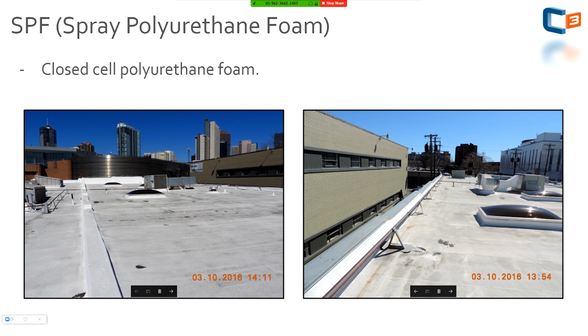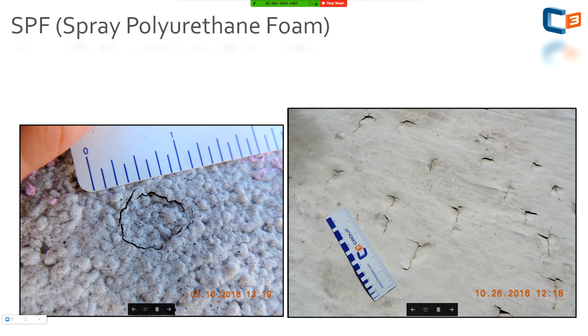So this is an example of an SPF roof. Some of you might have run into these, especially in warmer climates. This gets to be a very confusing roof type or roof coating for people because it can either be a mitigation attempt or it can be a roof system by itself. But let's just go over the damage first.